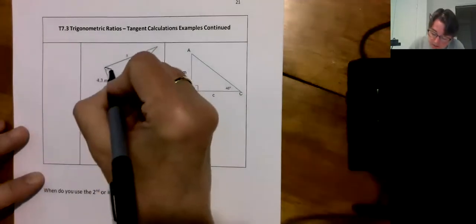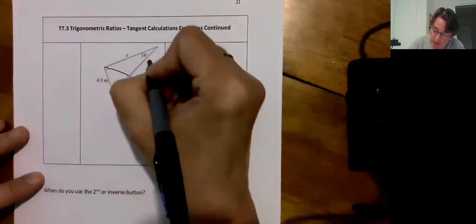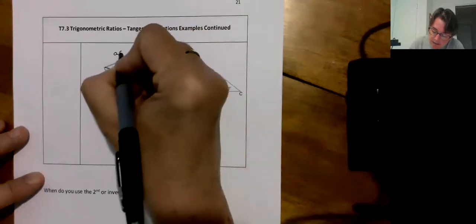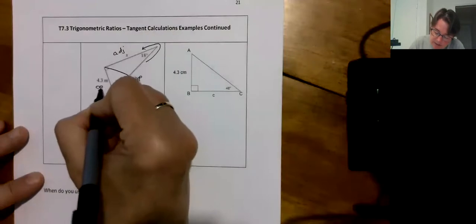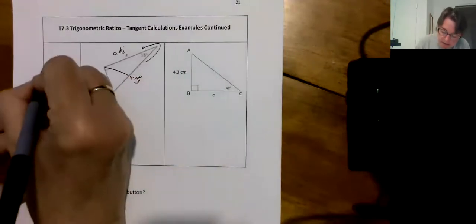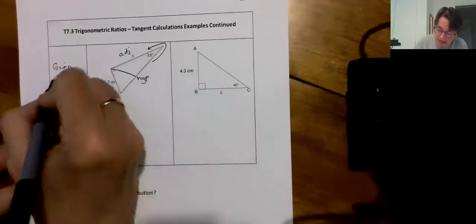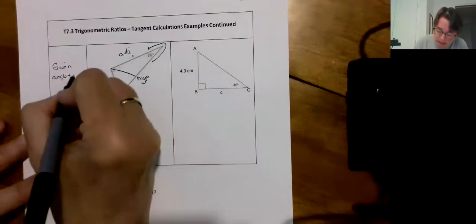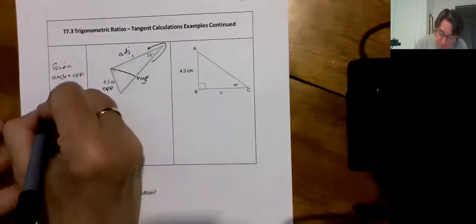So there's my square corner. I'm going to go across. There's my hypotenuse. We're going to go around the corner where the angle is, which means this is adjacent, and this one should be opposite. So given, what we have is an angle, and we have the opposite side, and we are trying to find the adjacent.